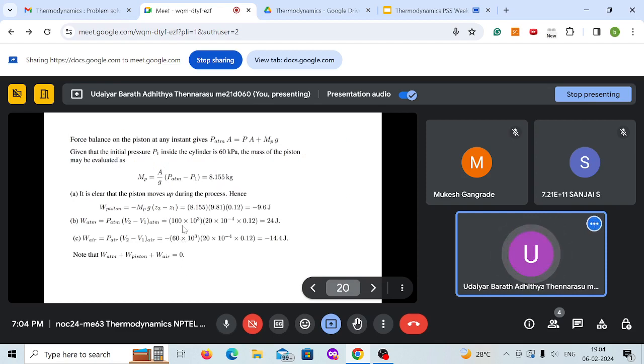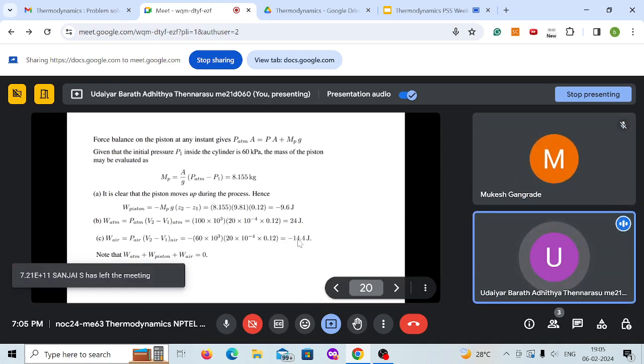So 60 into 10 power 3 into the same delta V which was there in the previous case. Here the atmosphere is doing some work to transfer that amount of volume of air to the reservoir or the vessel. So hence negative. So 60 into 10 power 3 into your change in volume comes out to be minus 14.4 joules.